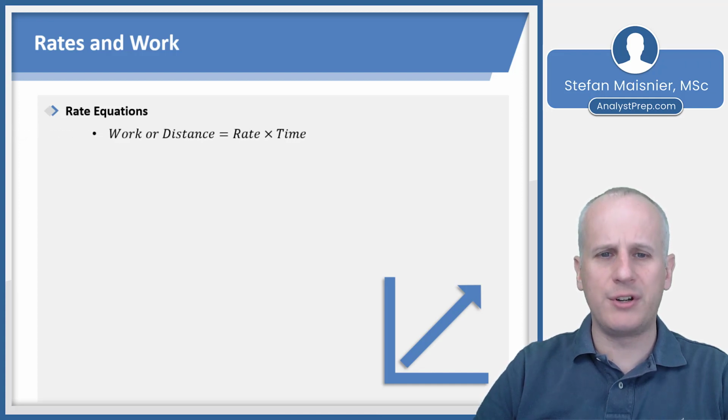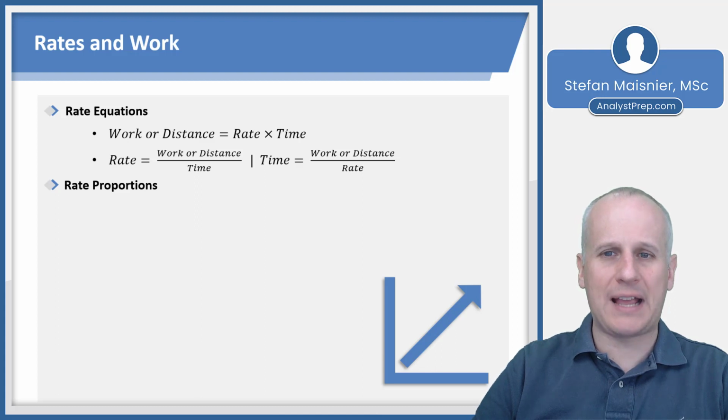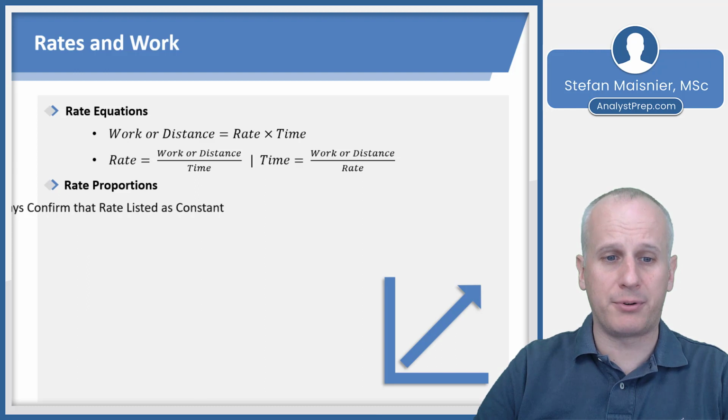We know that work or distance is equal to rate times time, because how fast you do something times the amount of time that you do it is going to give you your ultimate work or distance. You can also solve for rate by taking your work or distance and dividing by time, or solve for time by taking your work or distance and dividing by rate. So we first need to understand proportionally how these variables impact each other from an almost theoretical perspective.